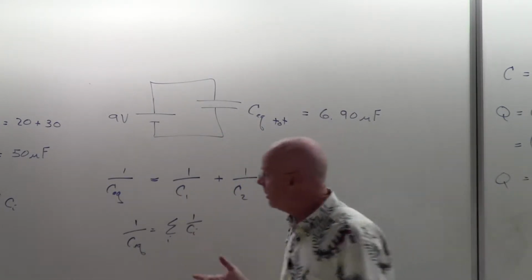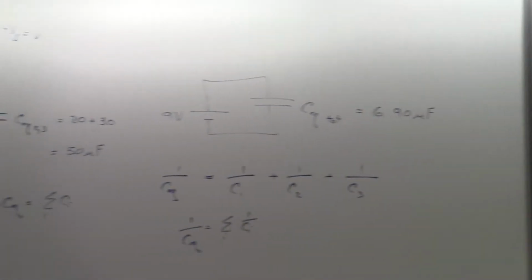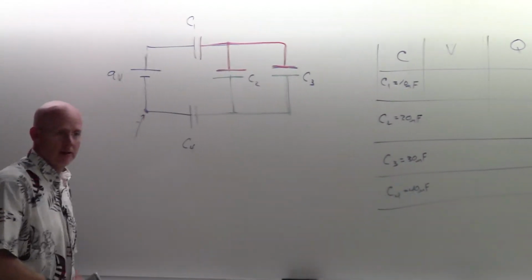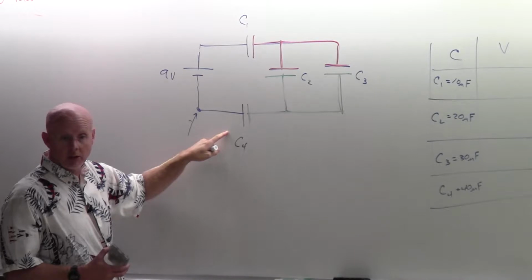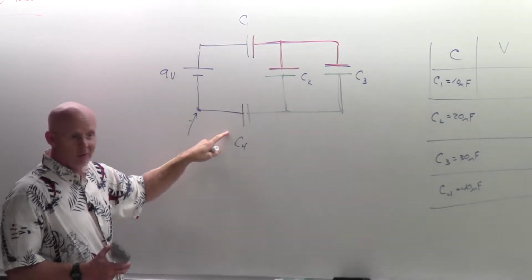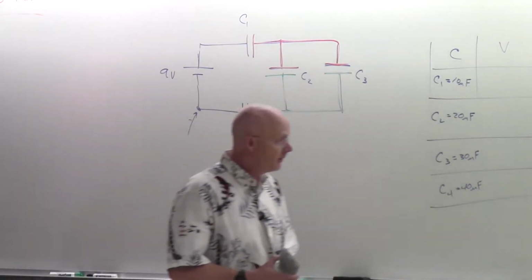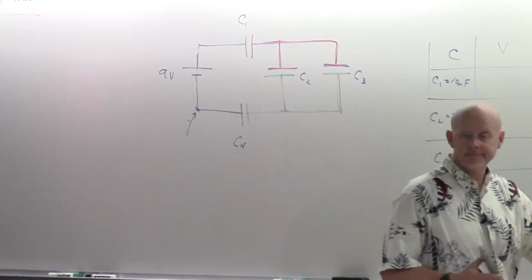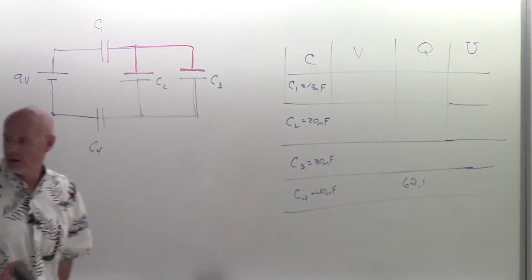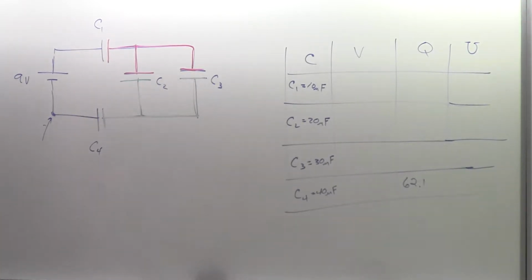Well, how is that useful? Is that really important back here? Well, absolutely. Look, it comes out here. Where does it go? Only to capacitor number 4. So this must be 62.1. That's why it's really useful. I can answer the question, how much goes on capacitor number 4 right there?